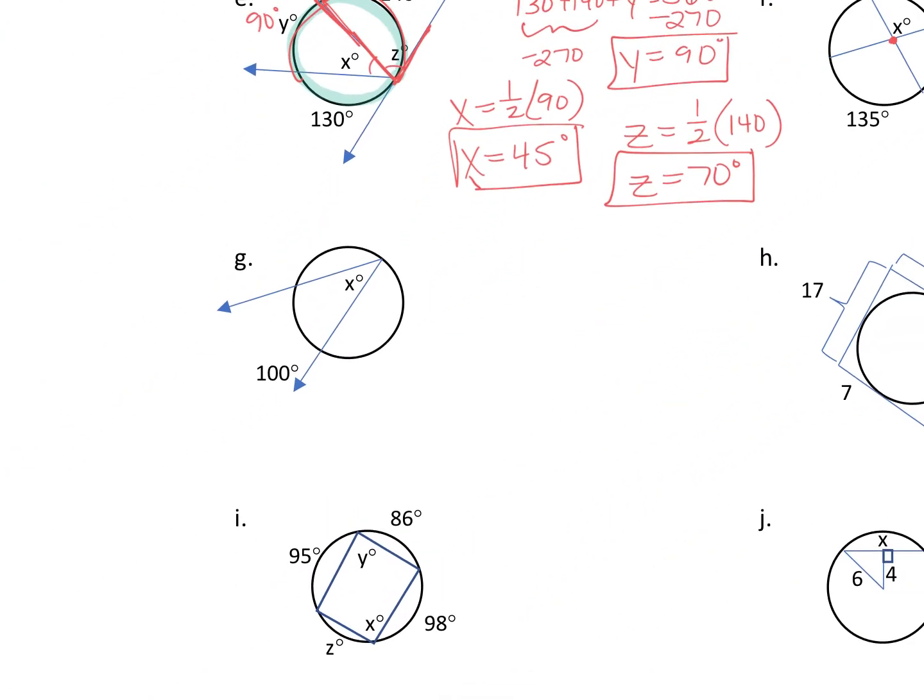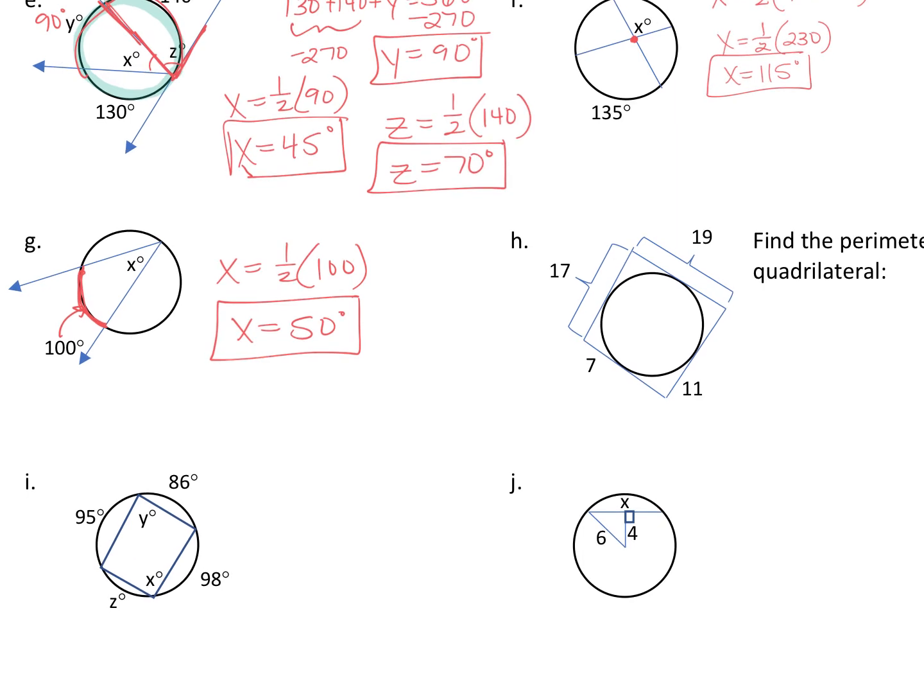On to G. Oh, this one moved a little bit. This 100 is supposed to be for this arc right here. So if that's 100, X is just going to be half of that. So half of 100 makes X 50 degrees.